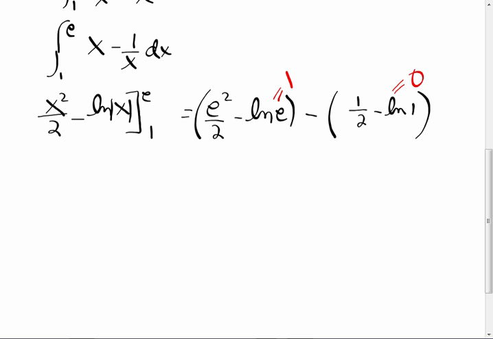So it's e squared over 2 minus 1 minus 1/2, or e squared over 2 minus 3/2. Yeah, just simplify it.